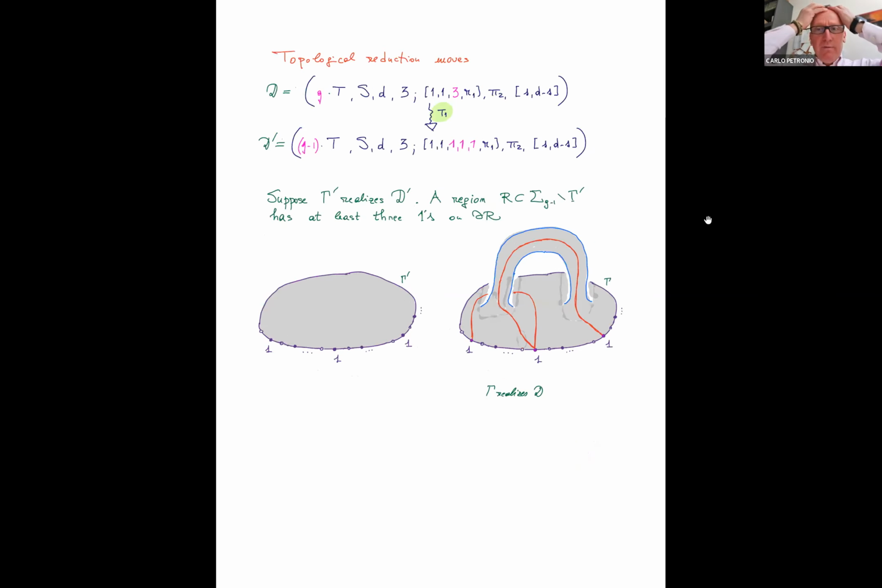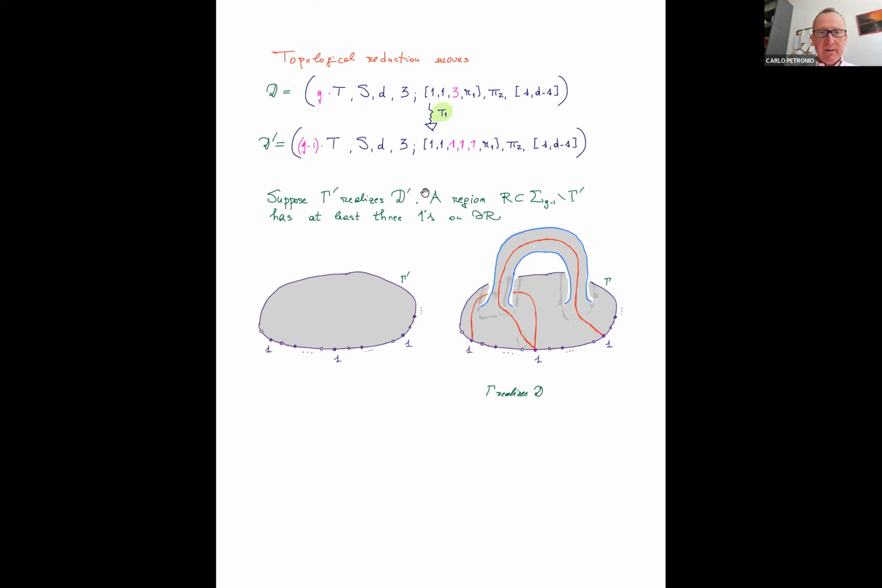So the first reduction move, there are four of them I will quickly describe. The first reduction move is the following. If you have a candidate datum in genus G, and you have always the length 2 partition in the last place, and you have a first partition with entries 1, 1, 3, and then something else, then you can reduce the genus, pass from G to G minus 1, keep the degree, and replace the 3 with 3 1s. Okay, this is the easiest description, and the proof is always by dessin d'enfant.